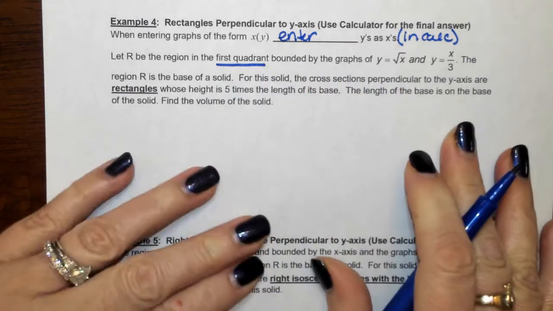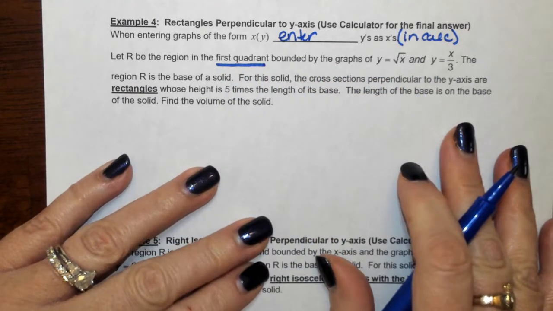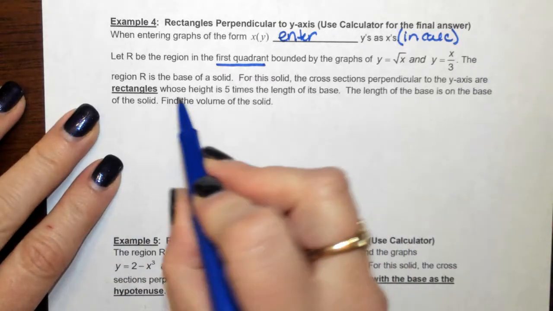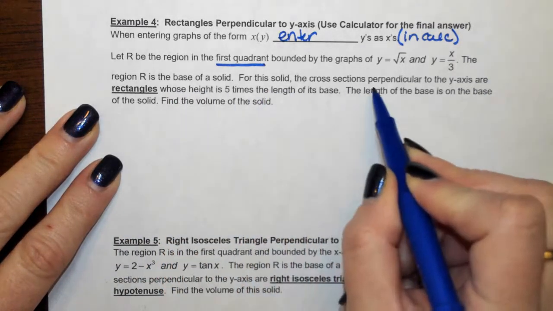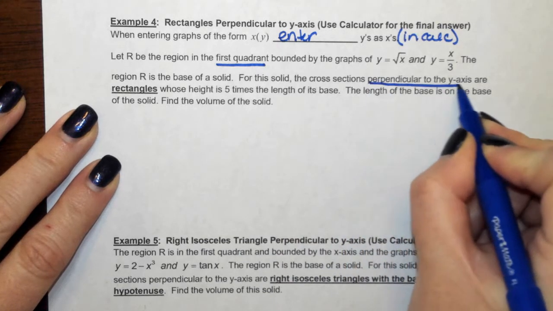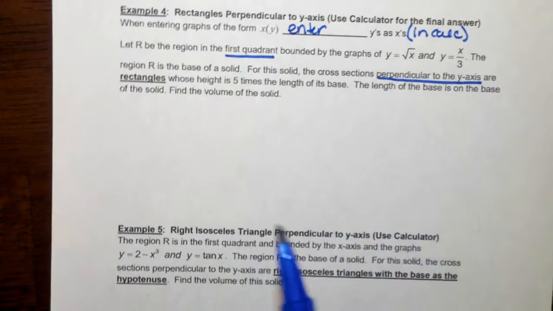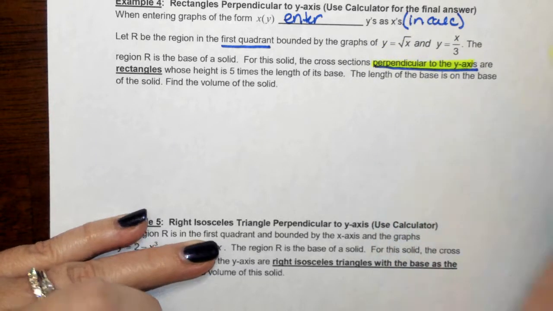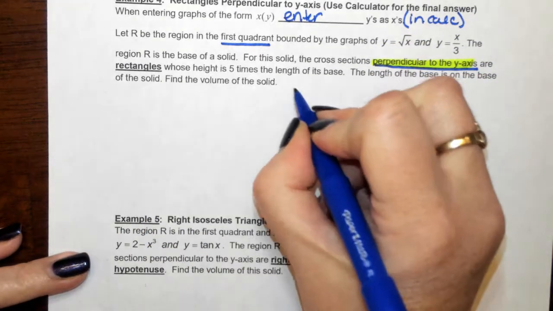So make sure you always know, sometimes it's very specific, bounded by the graphs y equals square root of x and y equals 1/3 of x. And again, the region R is the base of this solid. The cross sections are perpendicular to the y-axis, so again, perpendicular to the y-axis means it's going to be a dy problem.